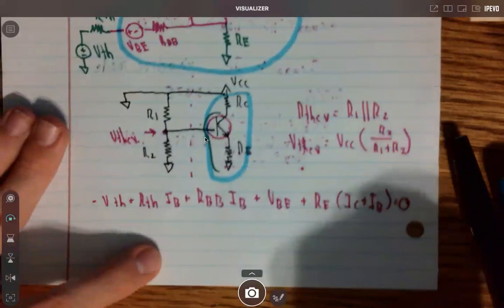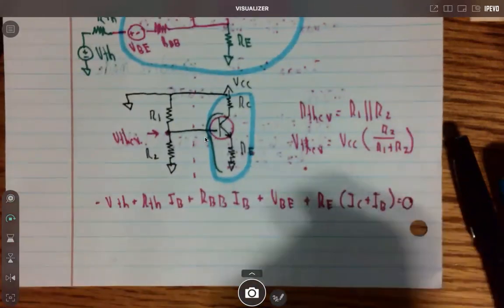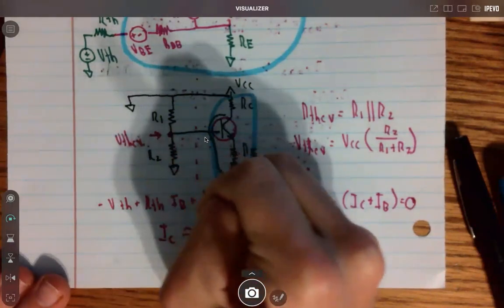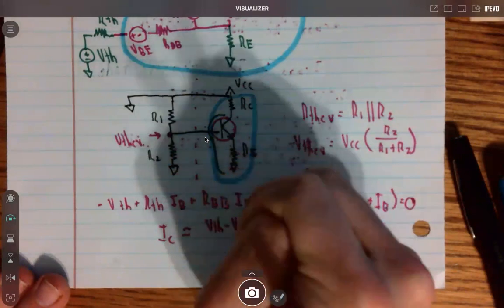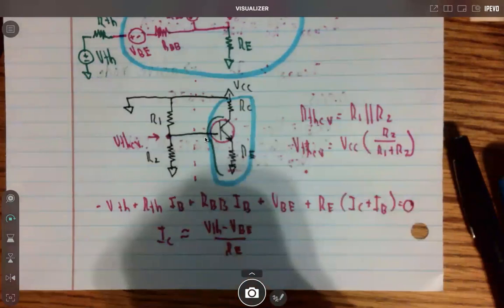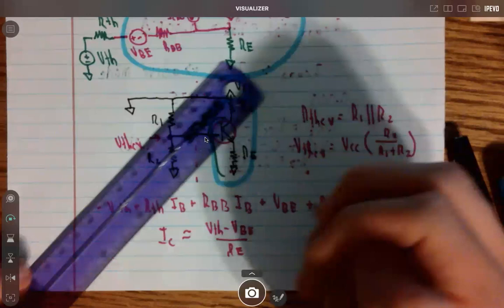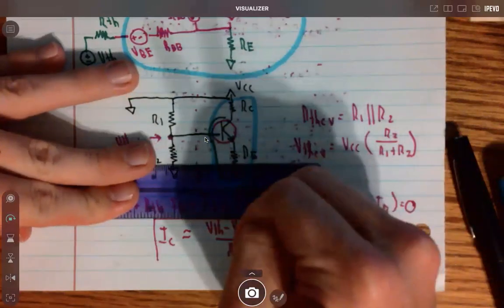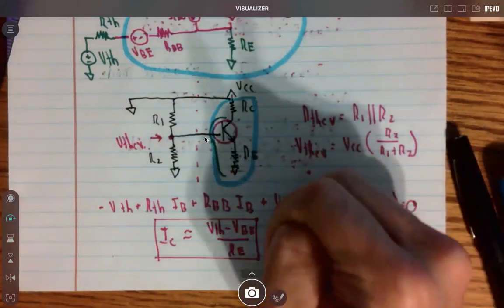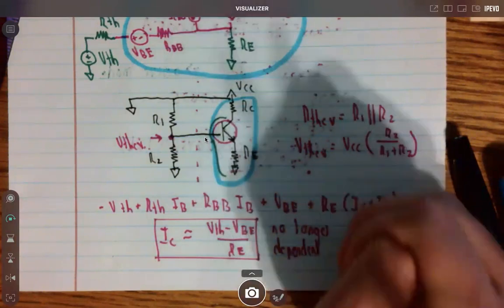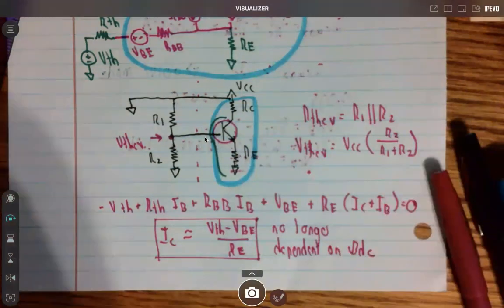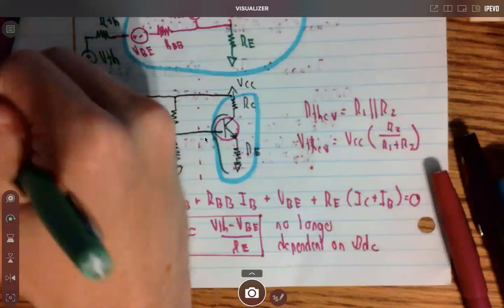And he simplified it. And when he added all these together, he got IC is approximately V Thevenin minus VBE all over the emitter resistor, which is great because you can tell from this equation, it's no longer dependent on beta DC. Unlike our stabilized model, I'm going to put that on the side. I mean, not for the stabilized, for the simple biasing.